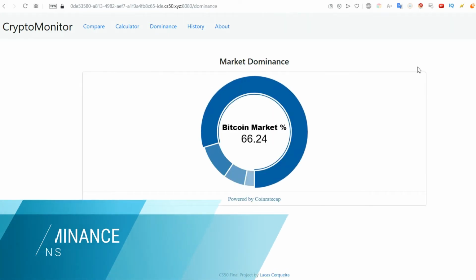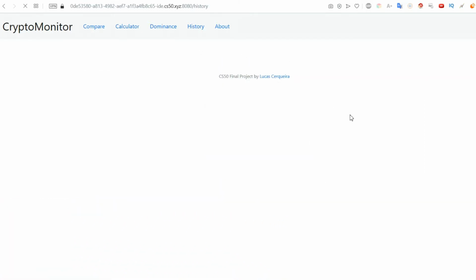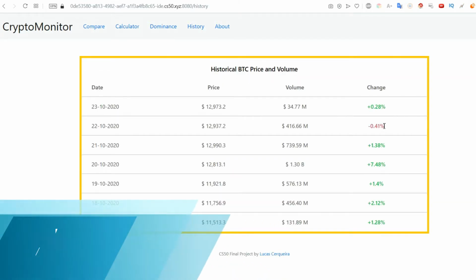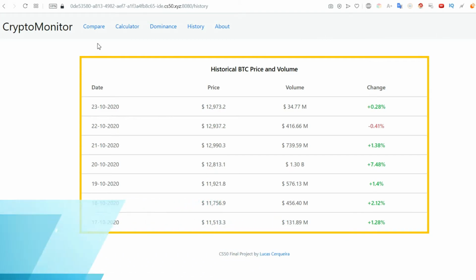You can check the market dominance for each one of the top coins. You can also check the history. So you can see Bitcoin's price for the last few days. And the focus of this website is to have a lot of information about cryptocurrency in one place. So that's the focus of this project.